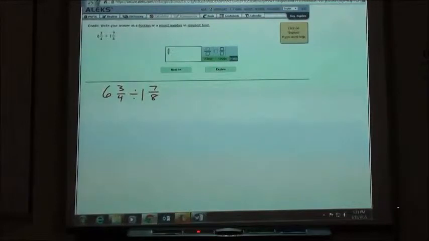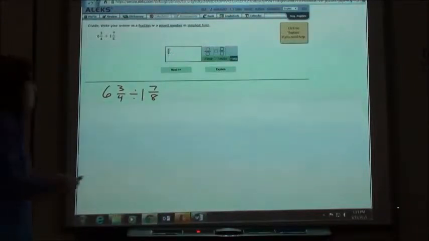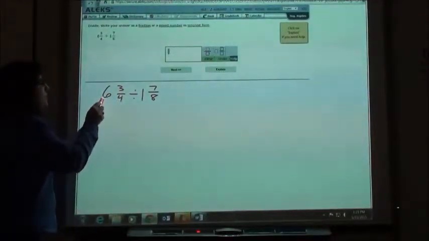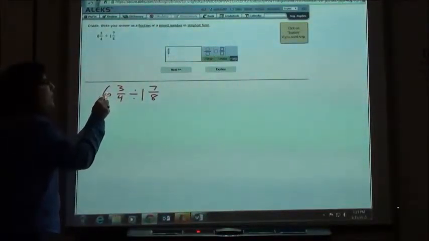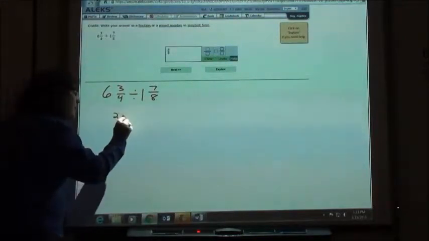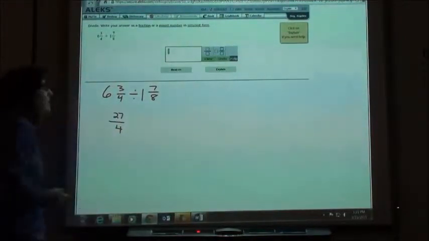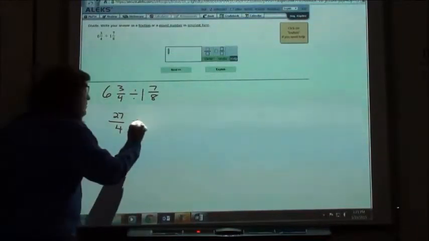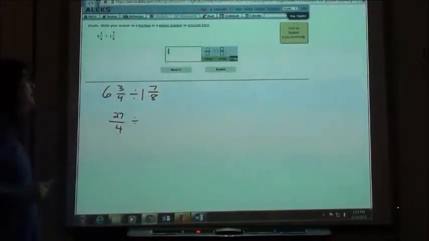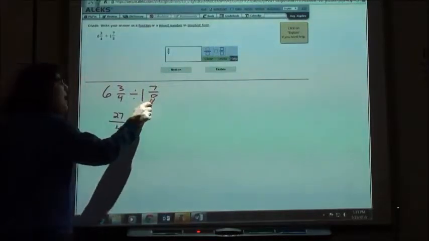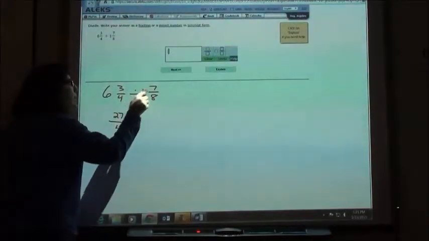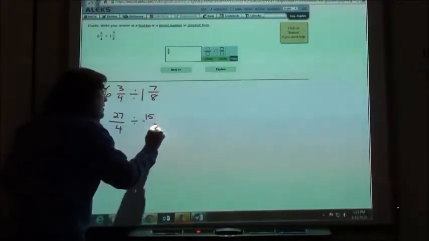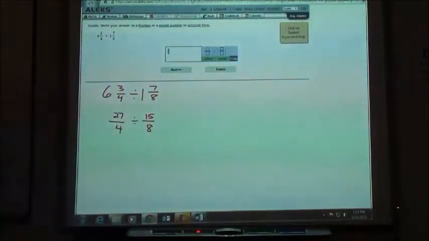Again, we're dividing with mixed numbers, but when we divide, we end up multiplying, so we have to change them into improper fractions first. So 4 times 6 would be 24. 24 plus 3 would be 27/4. This is still dividing. Now I'm going to write that as an improper fraction. 8 times 1 is 8. 8 plus 7 is 15, so 15/8.